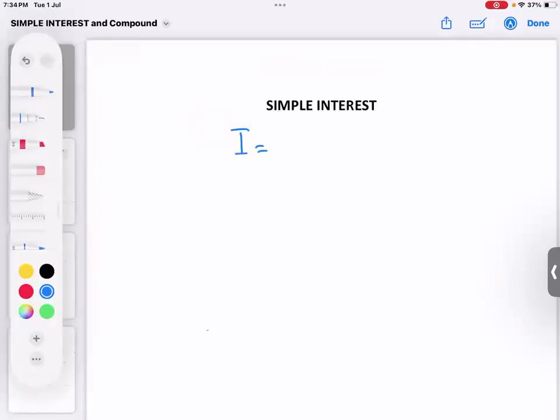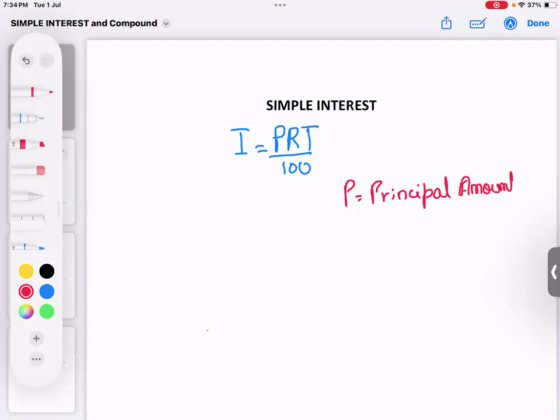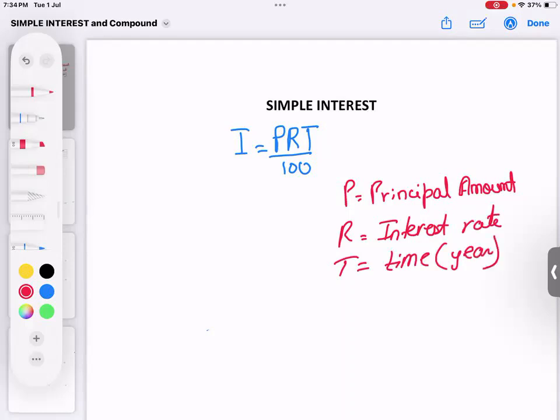And the basic formula of interest is equal to P multiplied by R multiplied by T divided by 100. So this is the formula of simple interest. P means principal amount, or we can say the initial amount. R means interest rate, and T means time. And remember that time will always be calculated in years in simple interest.